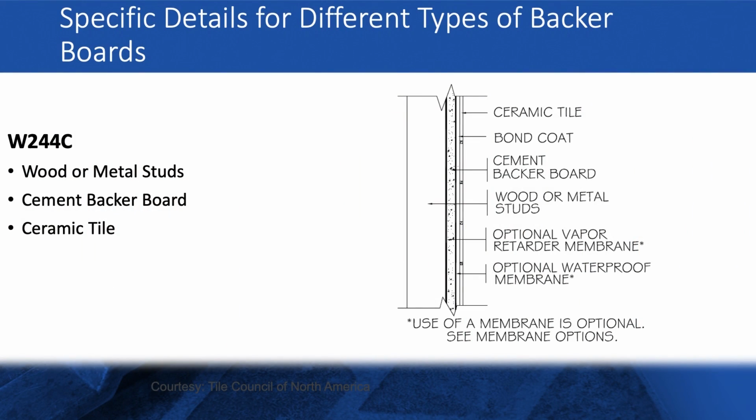Now let's take a look at cement backer board. This will fall under W244C. So they add the C on the end and that stands for cement. It should have a 1/8 inch horizontal space between the sheets that is filled with a latex Portland cement mortar and taped with a 2-inch alkaline resistant fiberglass mesh tape. Vertical spaces should be similarly filled and taped.